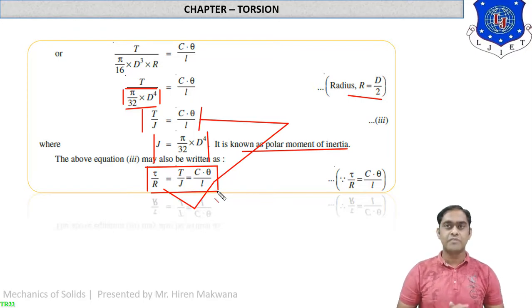In the next lecture, we will discuss some numericals. There are only 5 to 7 numericals based on these formulas only. So we will discuss them in the next lecture.